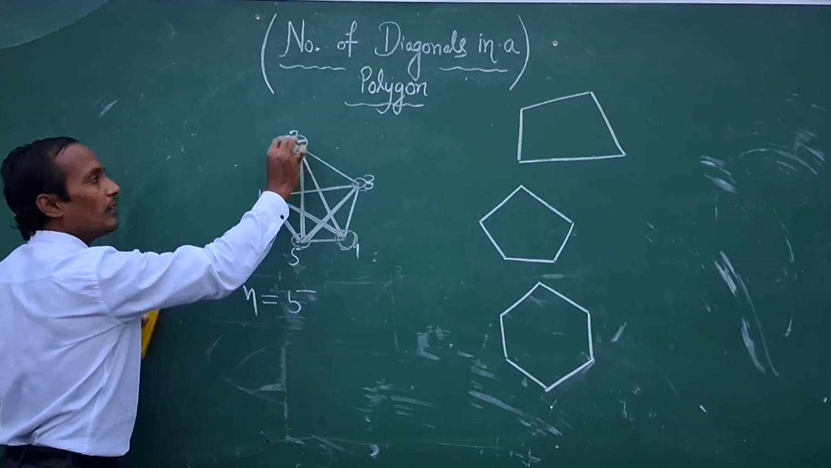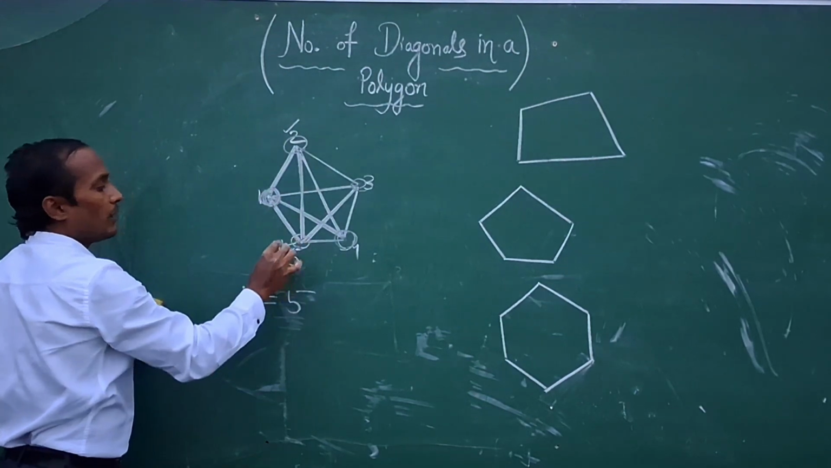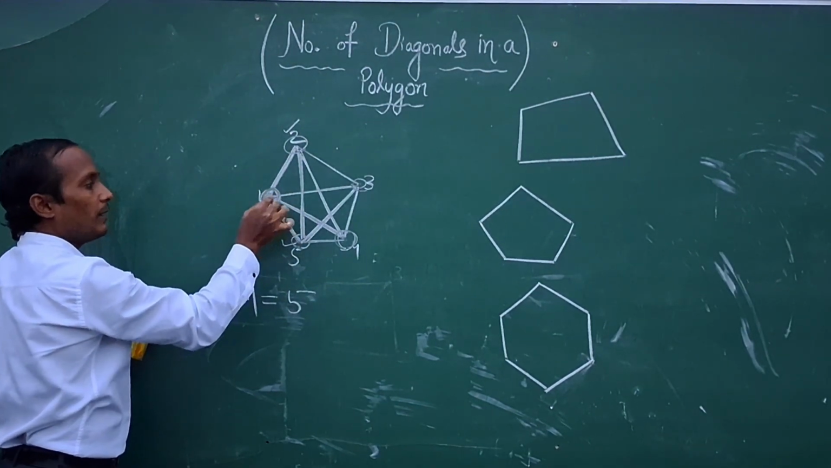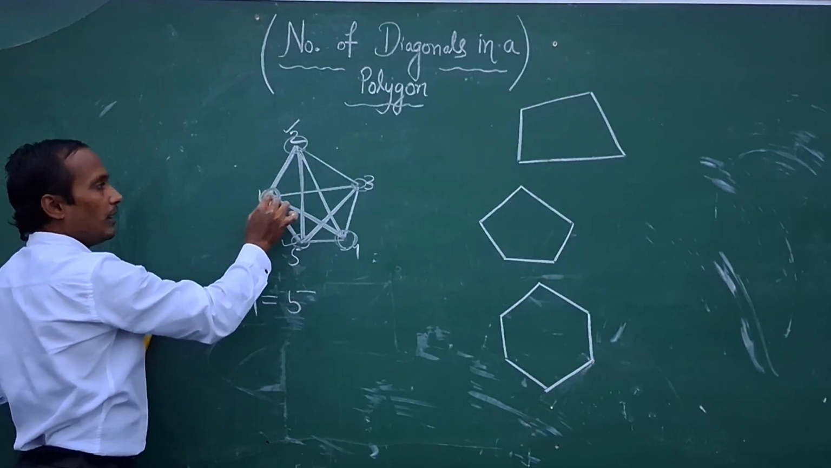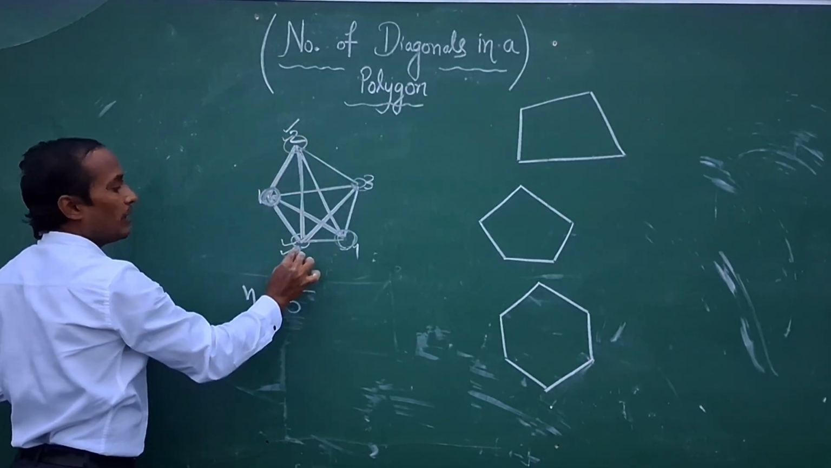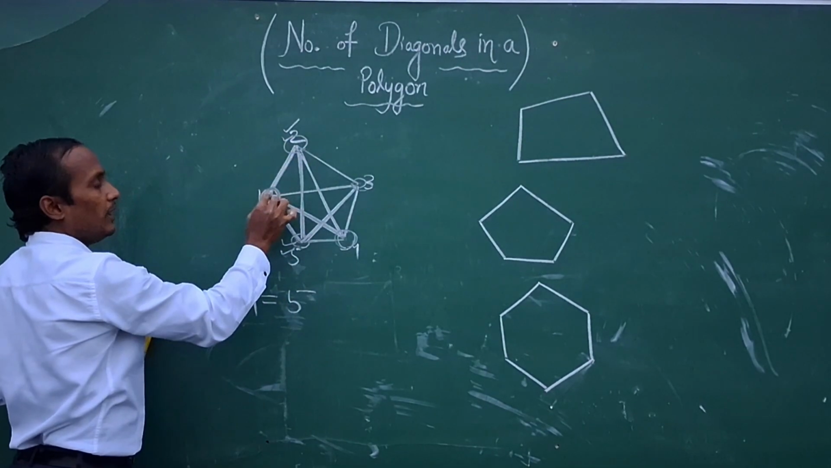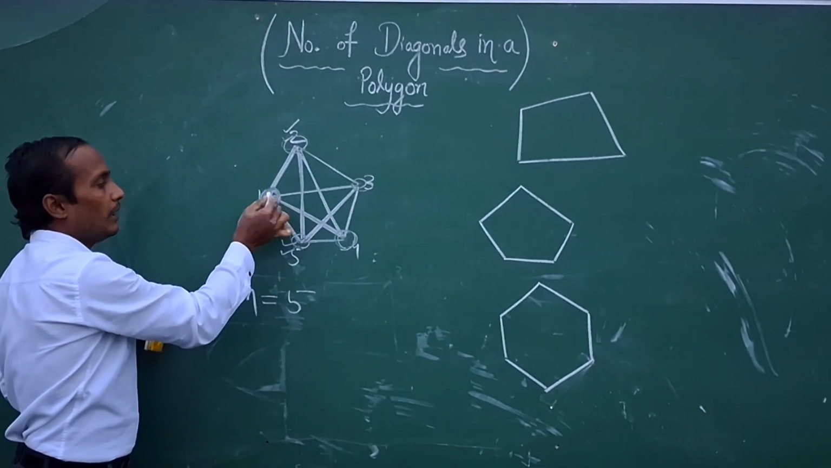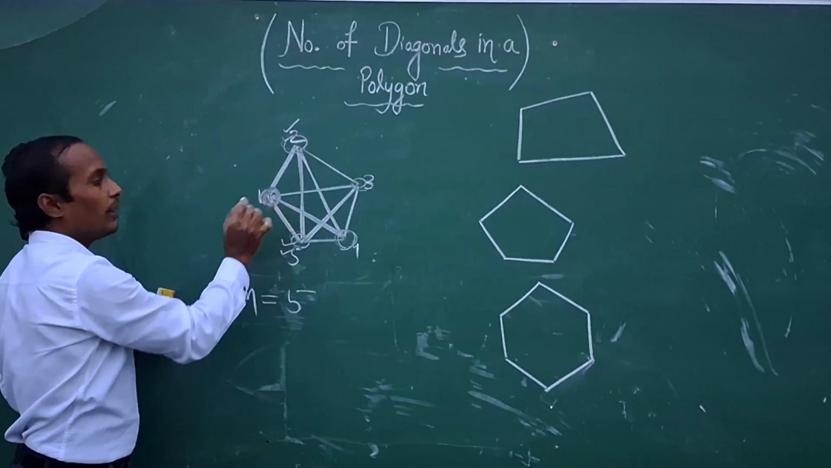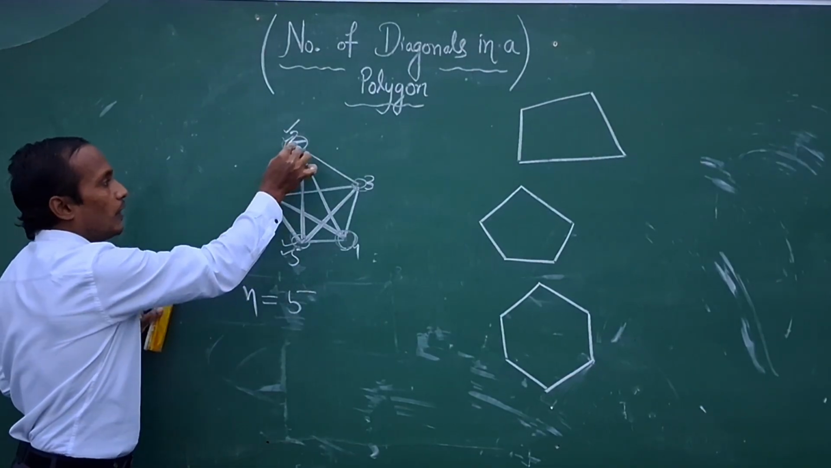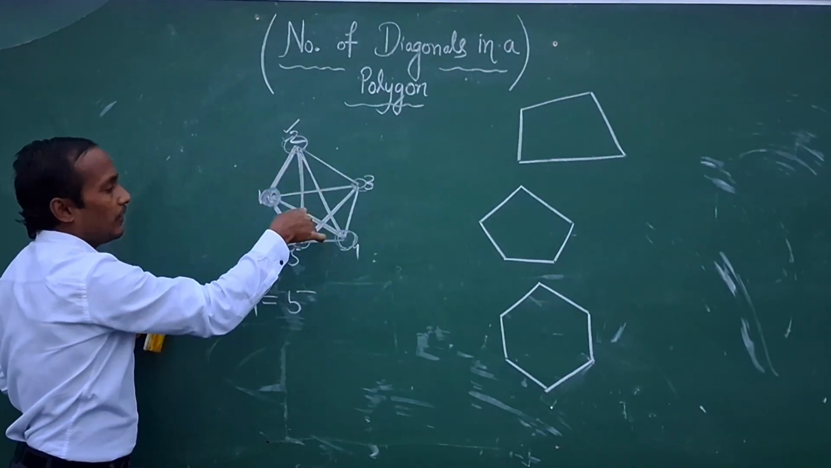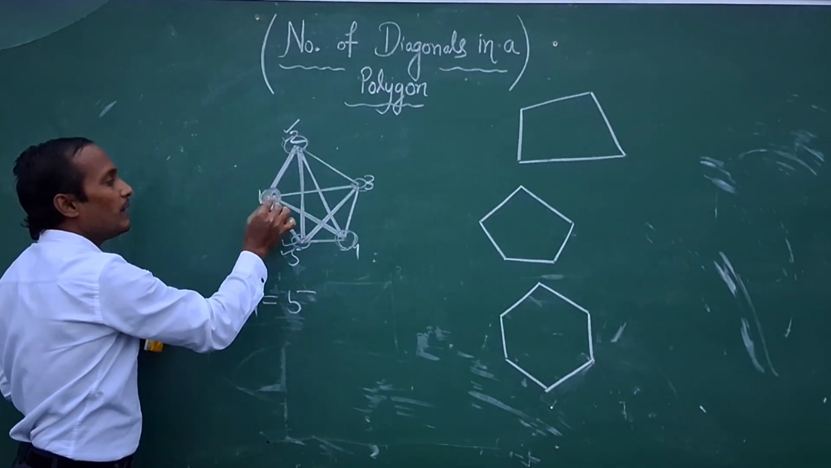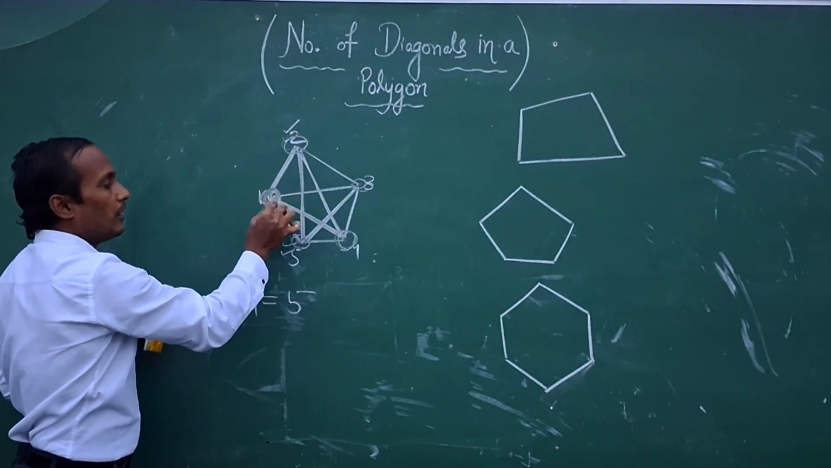How many adjacent vertices are there? 1, 2. 2 adjacent vertices for every vertex. We are taking the example of vertex 1 here. So for vertex 1, adjacent vertices are vertex 2 and vertex 5. You cannot draw diagonals to them. And at the same time, the vertex itself cannot be joined with the same vertex to get a diagonal. So 1, 2, 3 out of the total number of 5 vertices, you are not able to draw diagonals to 3 vertices.